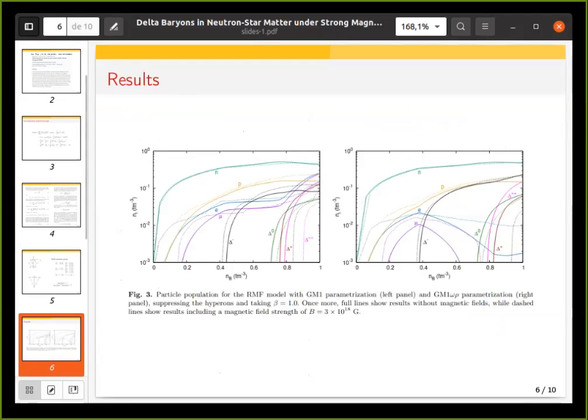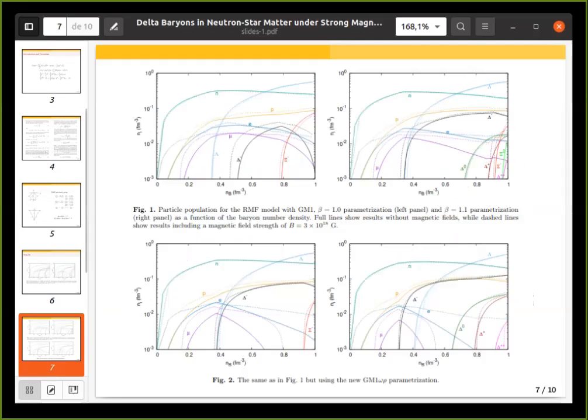Here I show the particle populations when only the deltas are added to the neutron-star matter to highlight the effects of the vector-isovector cross-interaction and also the effects of the magnetic fields when there is no strangeness in the neutron-star matter. And here I show the particle populations when now the 12 baryons are considered, also varying the beta parameter of the delta coupling in this case.